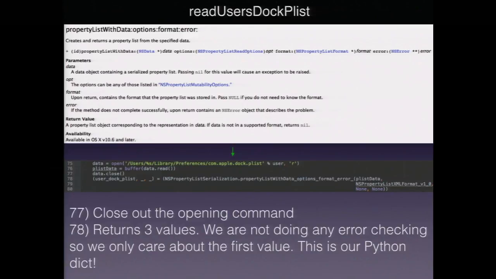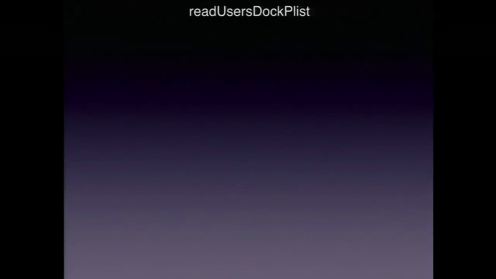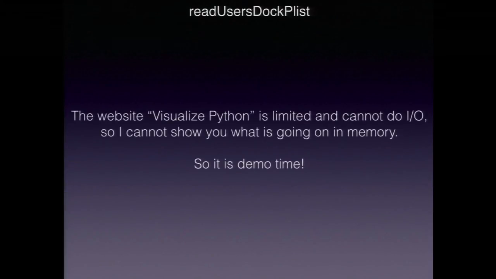So if we were to print this, it would be our whole user's Dock plist, but it would be in a nice Python dictionary format that we can do stuff with. And I'm not going to go through that because we don't have enough time.